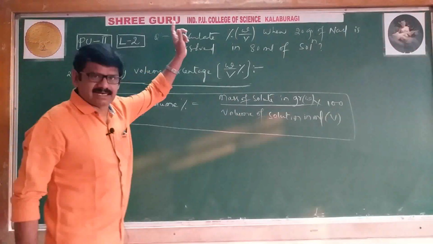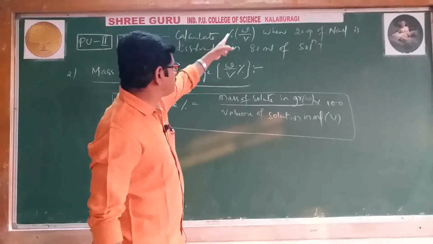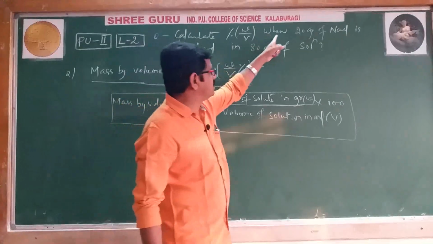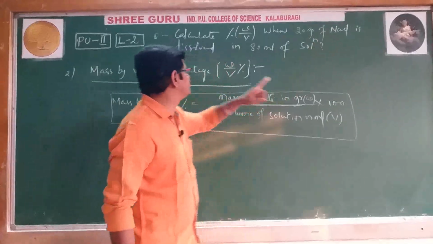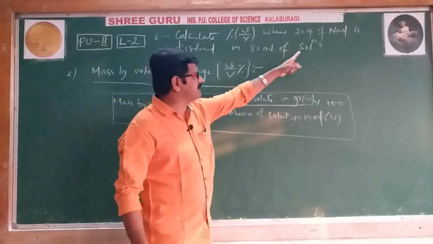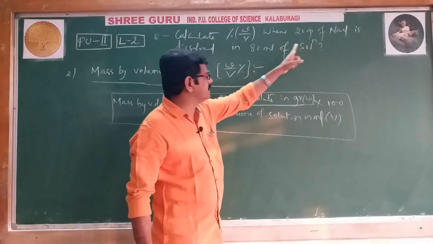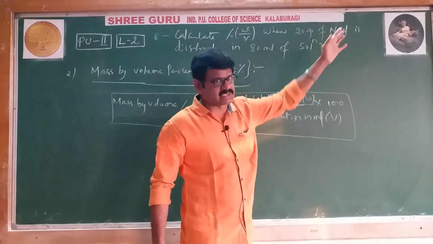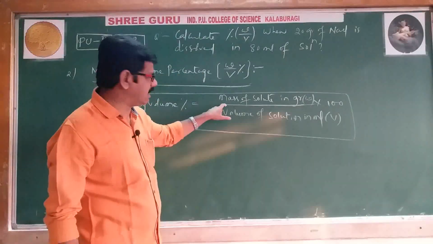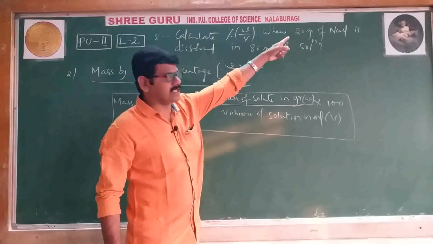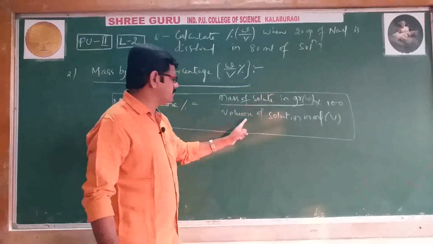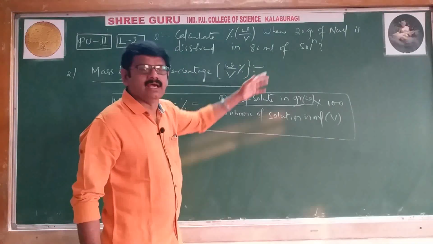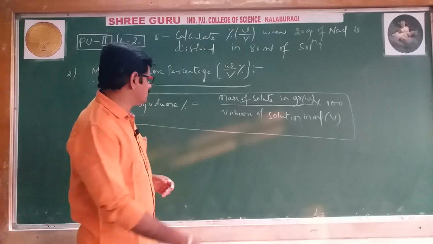Once again we'll try to understand the question. Calculate the percentage of W by V, nothing but mass by volume percentage, when 20 grams of sodium chloride is dissolved in 80 milliliters of solution. Directly the volume of solution has been given, and 20 grams is nothing but the mass of solute. We'll use the same formula. Mass of solute is already given in grams, and volume of solution is given in milliliters, therefore directly we can substitute the values.